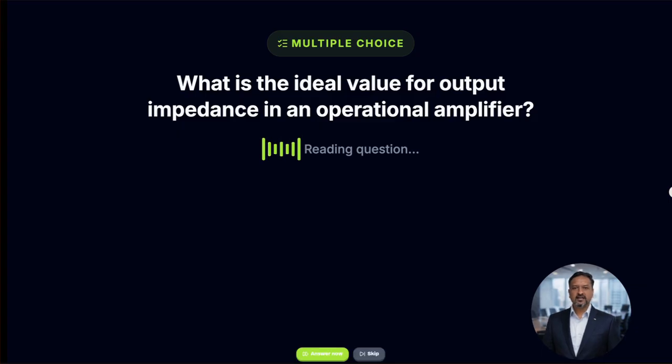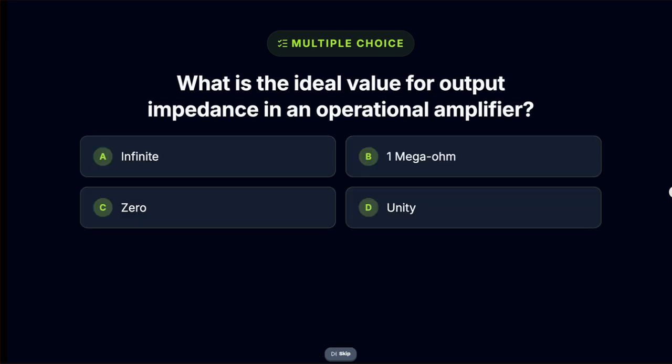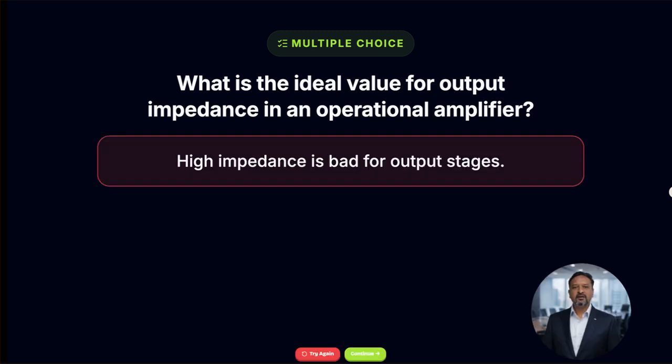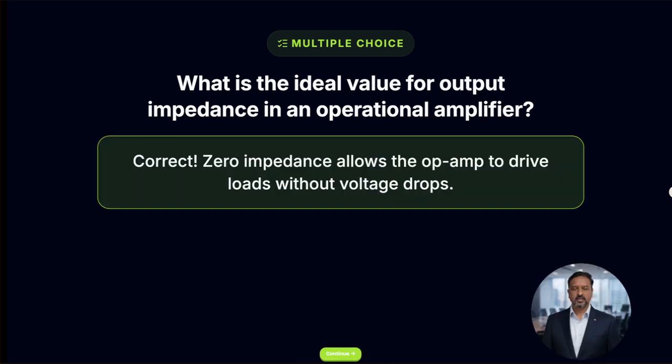What is the ideal value for output impedance in an operational amplifier? High impedance is bad for output stages. Unity refers to gain, not impedance. Correct. Zero impedance allows the op-amp to drive loads without voltage drops.